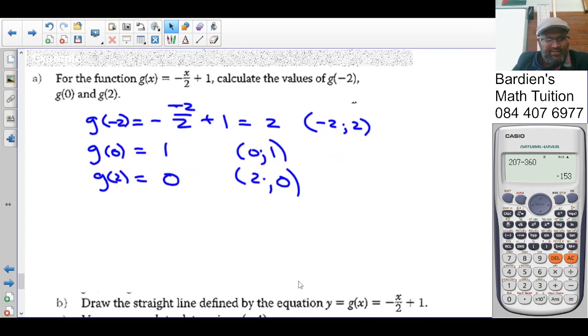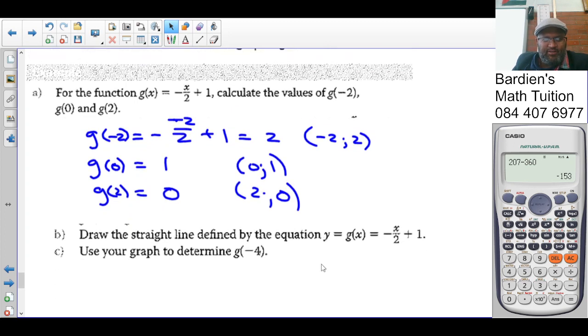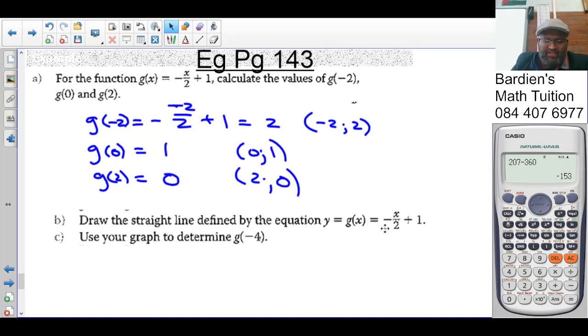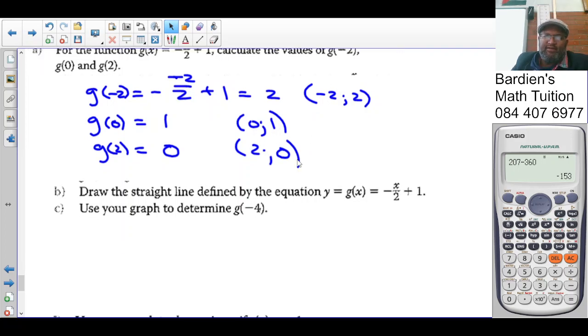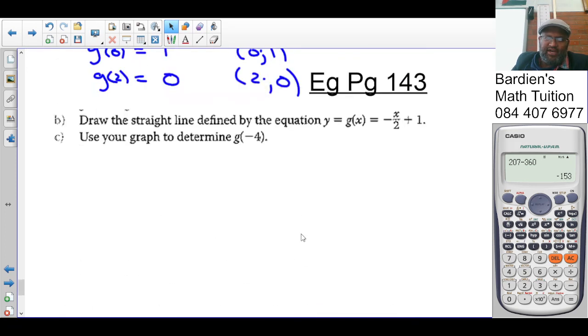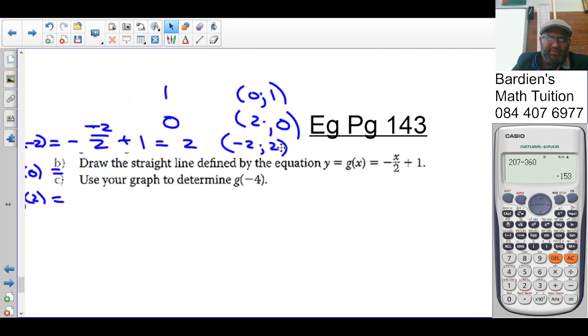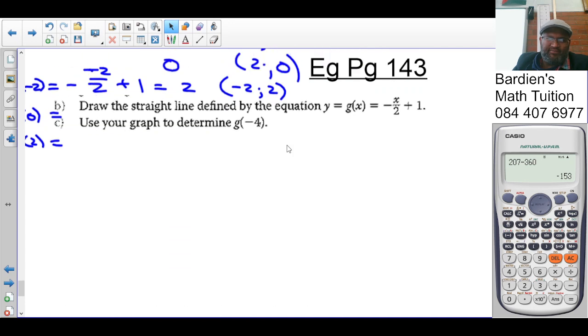The next question says, draw a straight line defined by the equation g of x equal to negative x over 2 plus 1. So that's the graph that we just worked the coordinates out of. Not so? So work that out for me. Draw the graph on the axis of the Cartesian plane. Let's pause here again. Freeze, not pause.